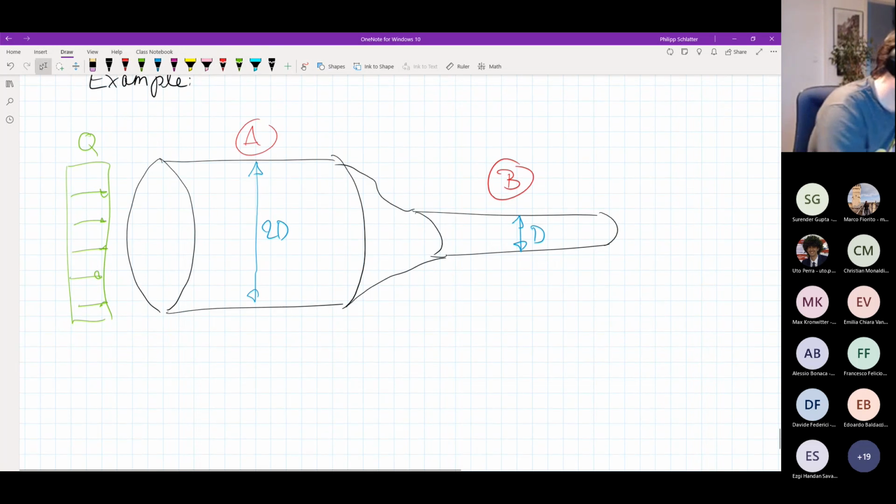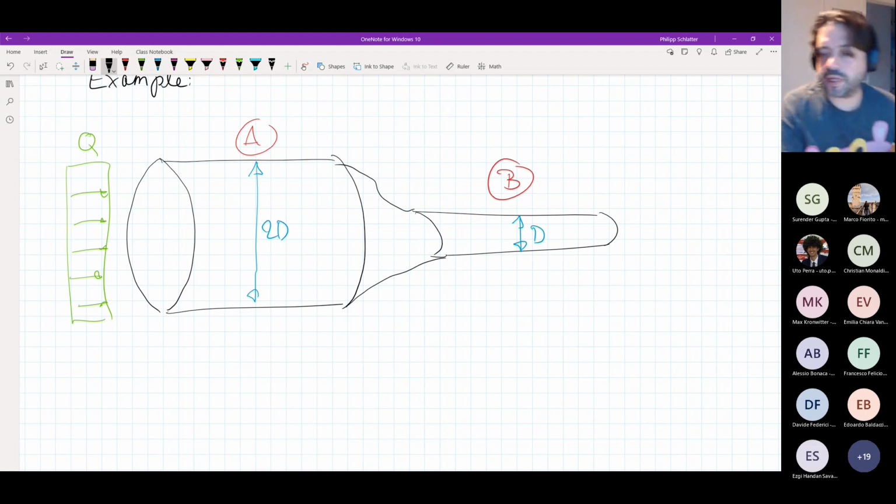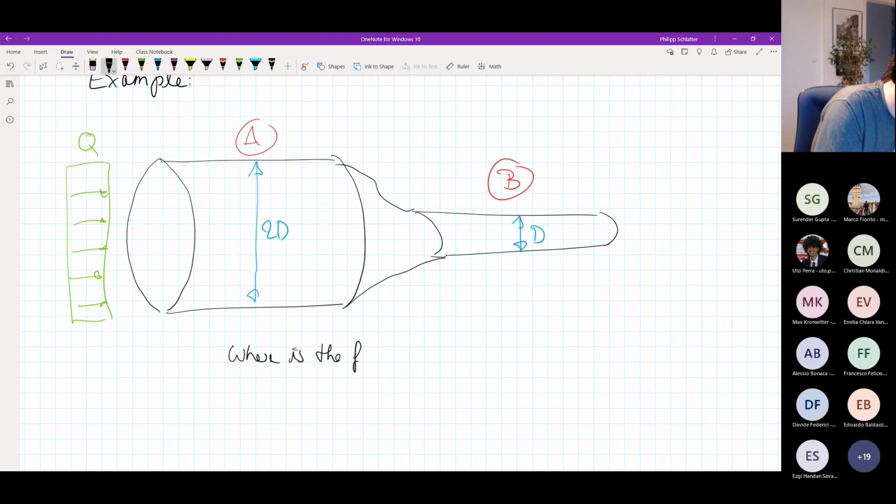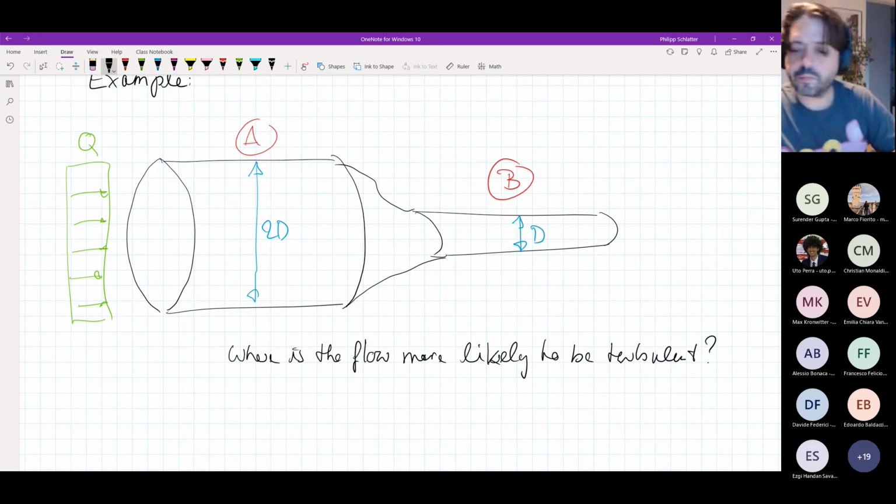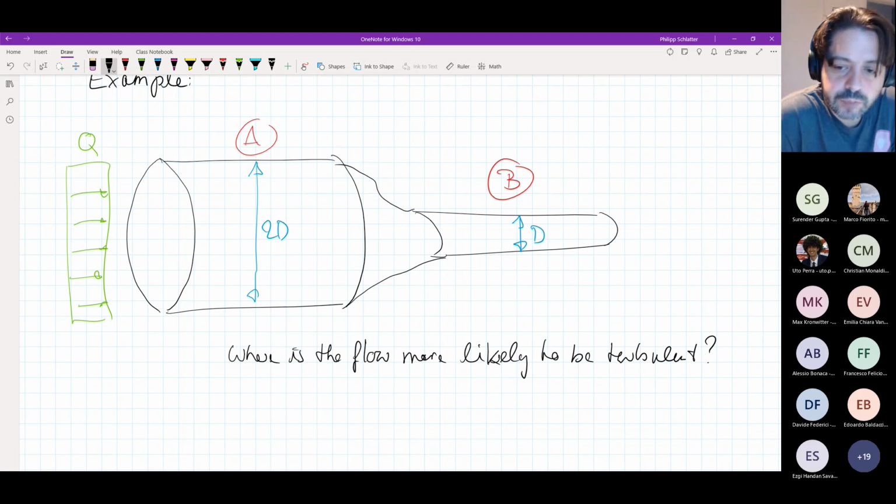Now I would like to ask you a question. In which of these two parts, A or B, is the flow more likely to be turbulent? And of course, now you need to think back a little bit to what we said earlier about Reynolds numbers and turbulence. Let's just assume that in pipe flow, the tendency of getting turbulent is directly proportional to the Reynolds number.